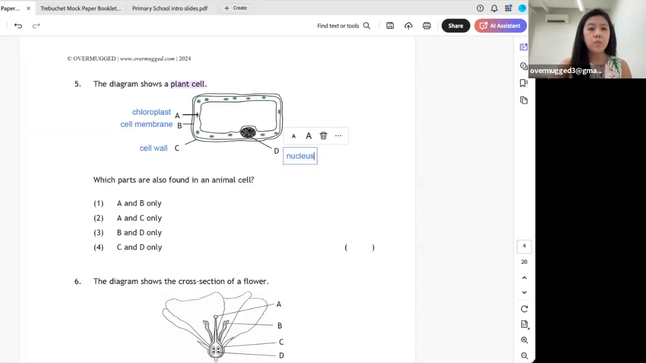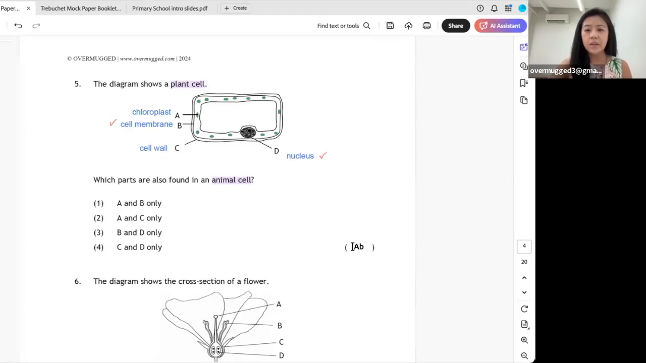Okay, so the question is looking for parts that are also found in animal cells. So some parts here are also found in animal cells, and this would be the cell membrane. All animal cells have a layer of cell membrane, and most animal cells have a nucleus. One exception would be a red blood cell that doesn't have a nucleus, but if not, all other animal cells have a nucleus. Okay, so this would leave us with B and D as the answer.